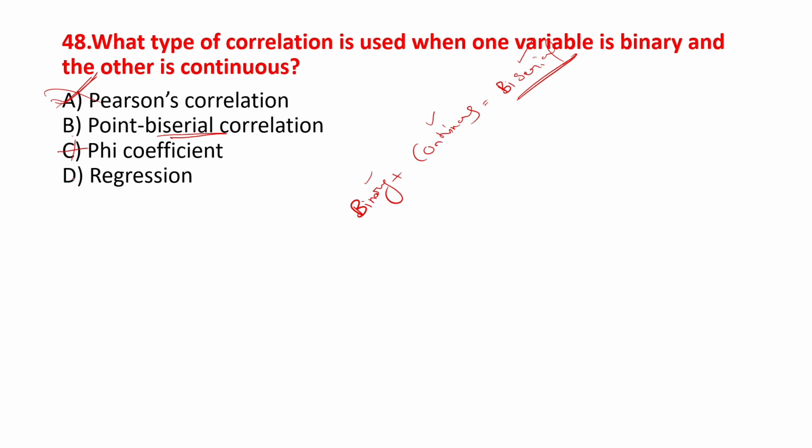Numerical data, so it's not correct. Next one, phi coefficient for nominal data, this is also discarded. These are both numerical continuous data.